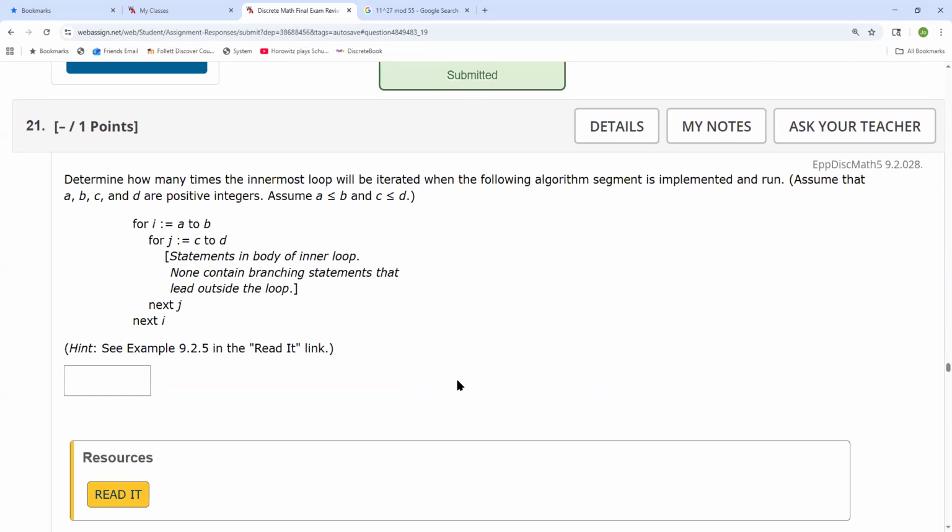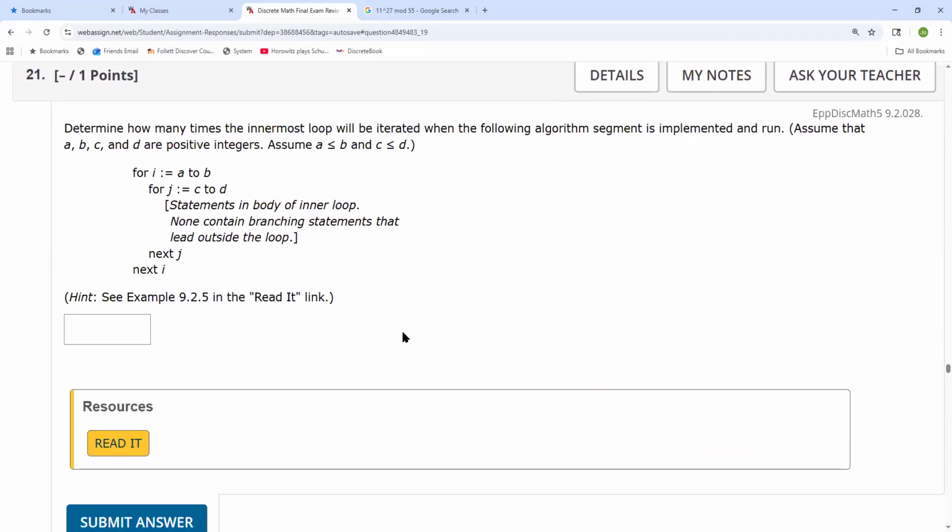Okay, now let's talk about this one. Ready? Determine how many times the innermost loop will be iterated when the following algorithm segment is implemented and run. So I goes from A to B. So this is a critical question. In fact, I should really not help you with this because this is testing your understanding of discrete math. I goes from A to B, J goes from C to D, and then you figure out how many times the innermost loop will be run.